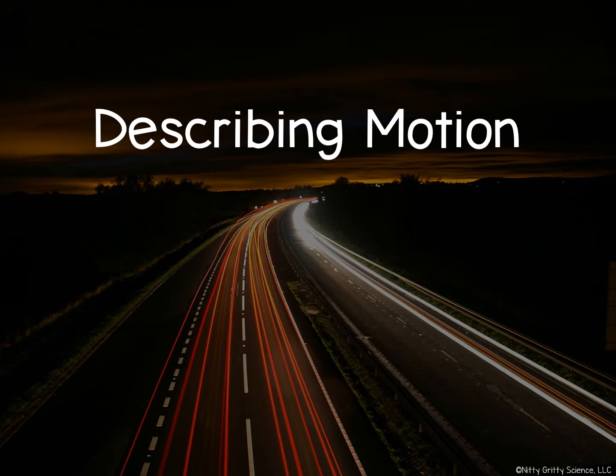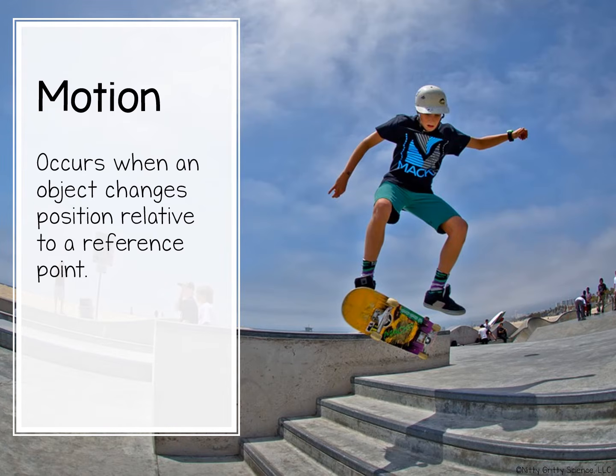Describing motion. You don't always need to see something move to know that motion has taken place. For example, suppose you look out a window and see a squirrel sitting on a bird feeder. 1 minute later, you look out again and see the same squirrel sitting on a fence. Although you didn't see the squirrel move from the bird feeder, you know it moved because its position relative to the bird feeder had changed.